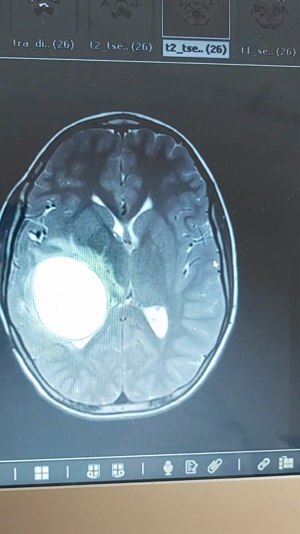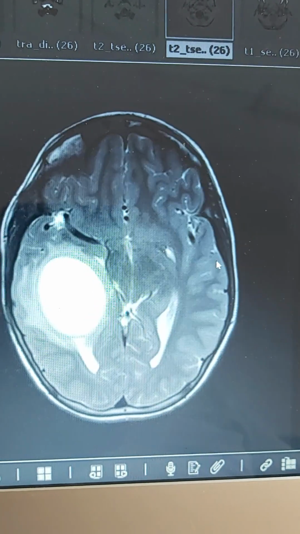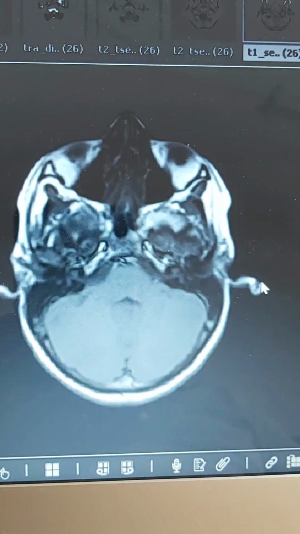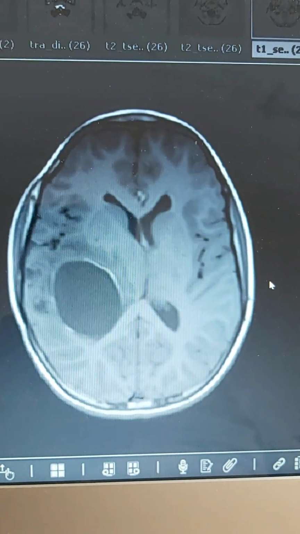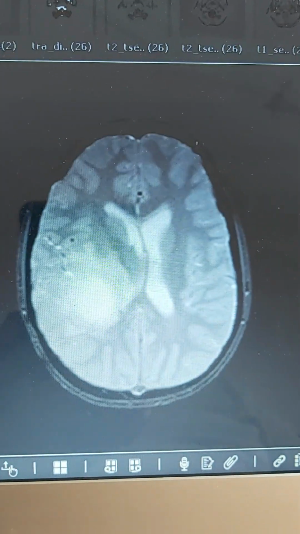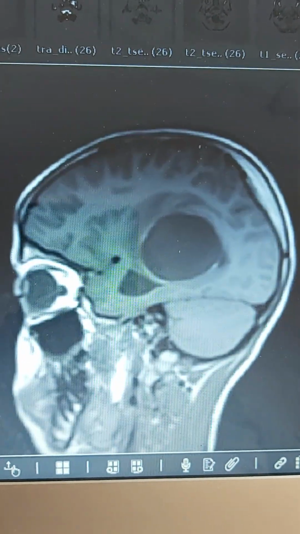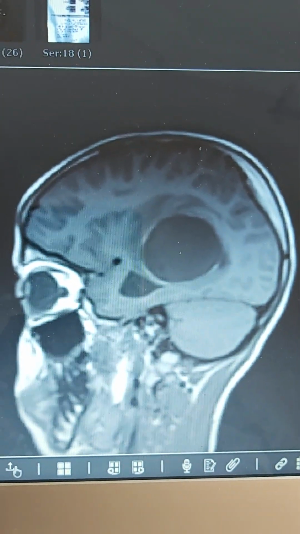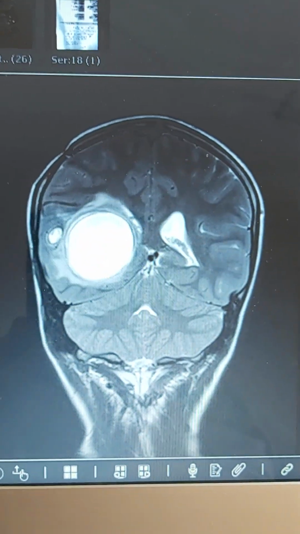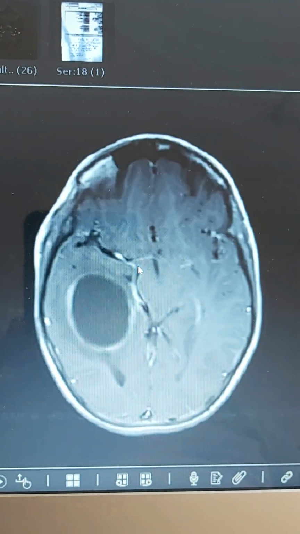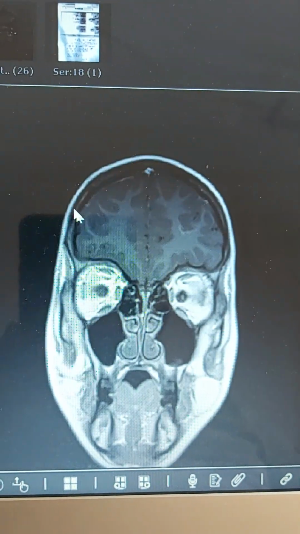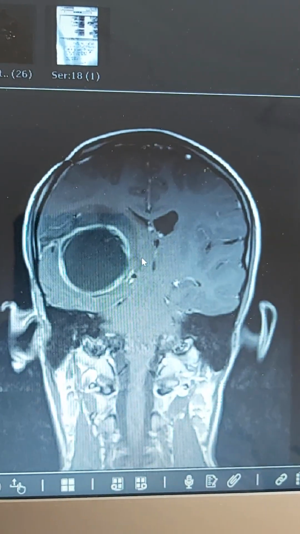That's the T2. The fluid looks simple and of the same signal intensity as the CSF. These are all the sequences. That's after contrast injection. There is only enhancement of the walls.